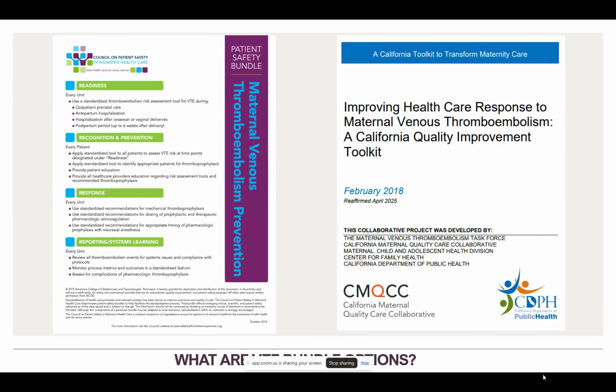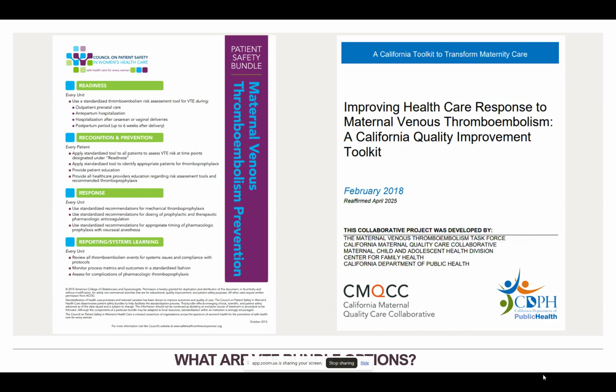I will say that this specific one, the VTE bundle, has been kind of retired at this moment. It has not been updated since 2015. I had it saved from a long time ago, so I was able to pull this for you. I think you can probably still find it on Google if you put in AIM safety bundle for VTE, a PDF will pop up for you.